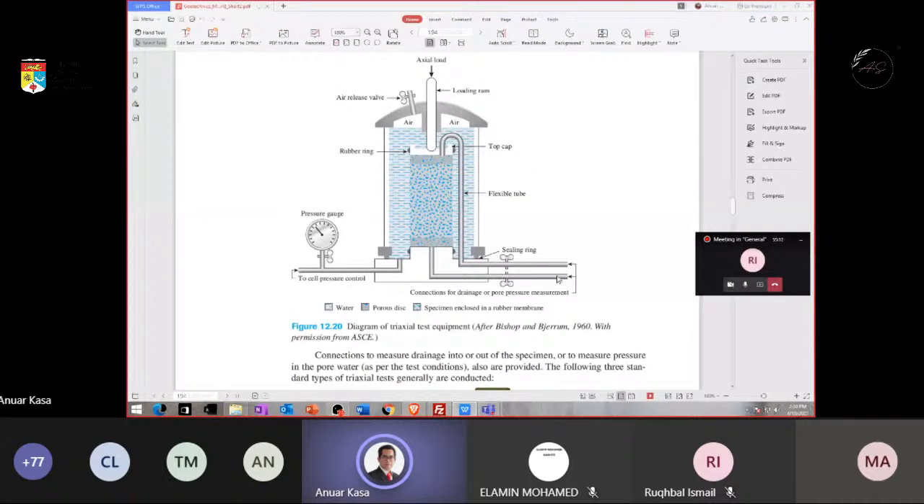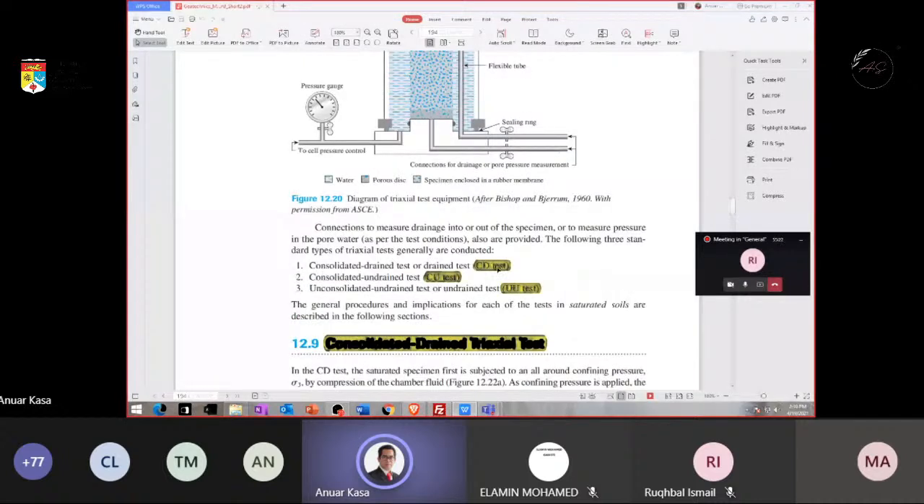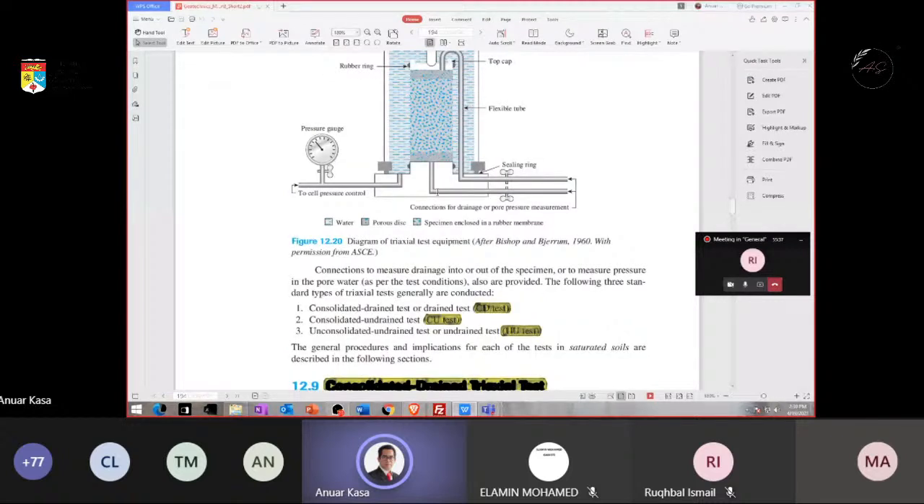There are the CD test, consolidated drained test. There is also the CU test, or consolidated undrained test, and the UU test, unconsolidated undrained. Consolidated means we need to make sure the sample here is consolidated, meaning the water from the sample is taken out, and only the soil remains inside. We have to compress the sample first until all the water goes out from the sample, and only then we test it. So that is the consolidated drained test.